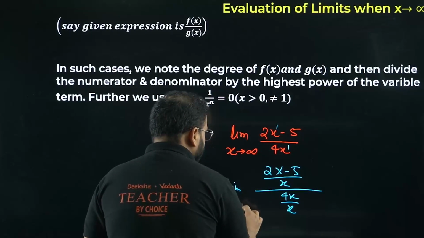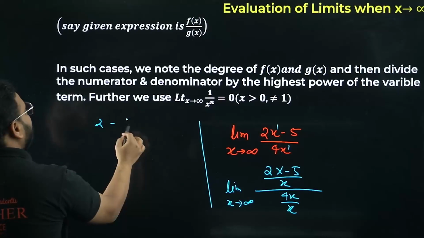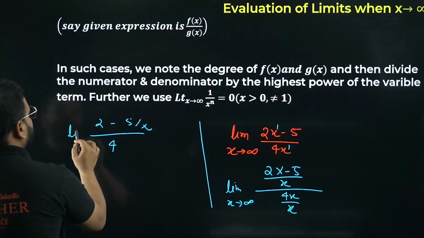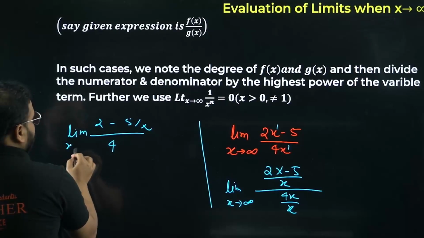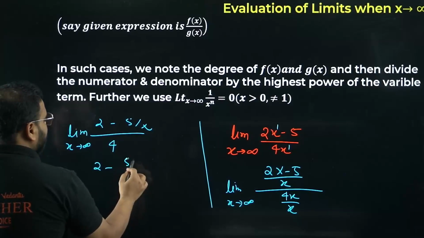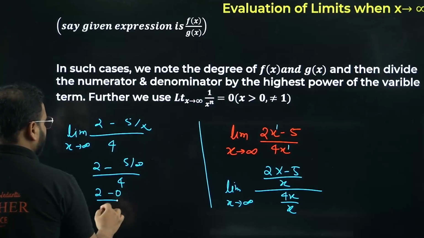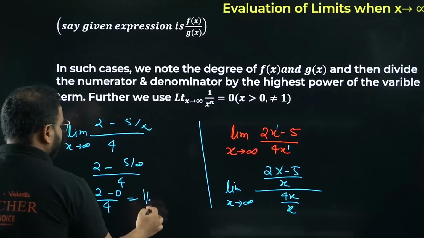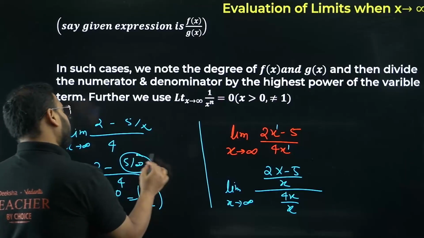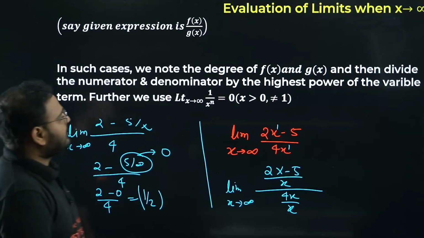Limit x tends to infinity will be there. Have a look now. What I get is 2 minus 5 by x upon simply 4. Put limit x tends to infinity here. It will become 2 minus 5 by infinity upon 4. What do I get? 2 minus 0 upon 4. How much is that? 1 by 2. Remember, this 5 by infinity is going to be 0, right? Okay, this is done.